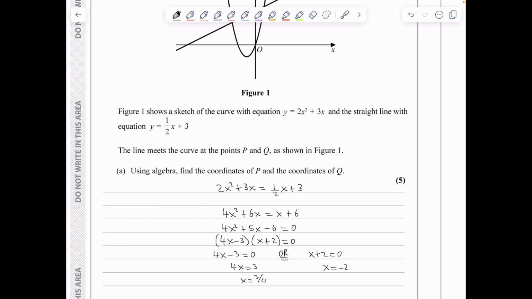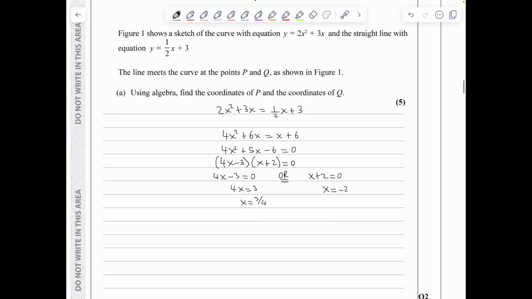We found the x coordinates, but we need to proceed in finding the y coordinates. So to find the y coordinates, I can substitute in either the curve or the straight line. I will be substituting the x coordinates into the straight line. So we've got y = a half times 3 over 4 plus 3. This gives y to be 27 over 8.